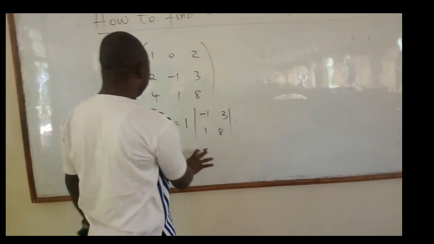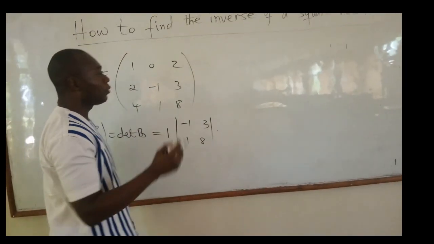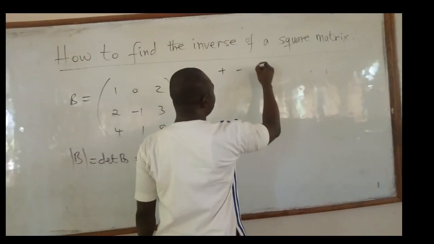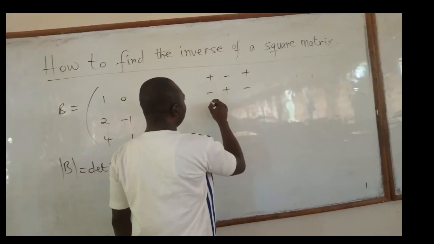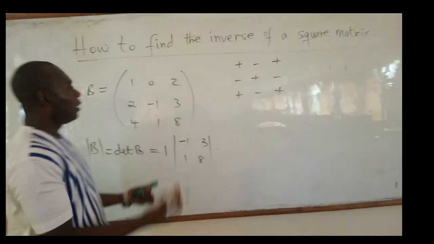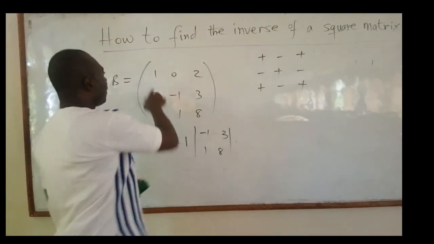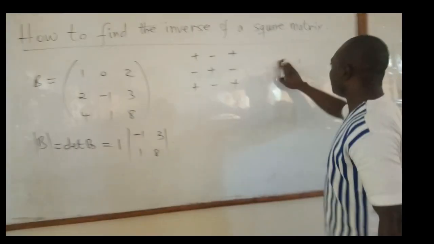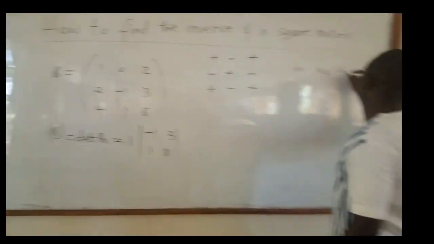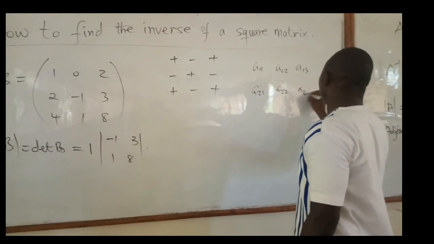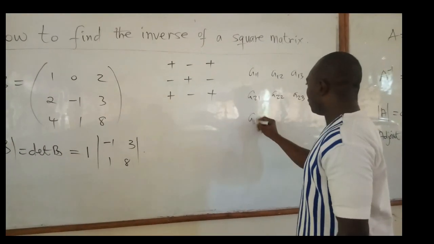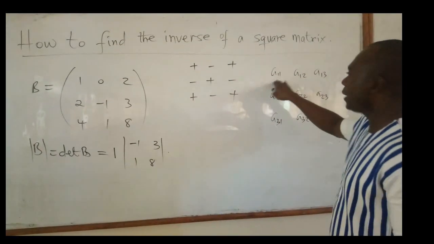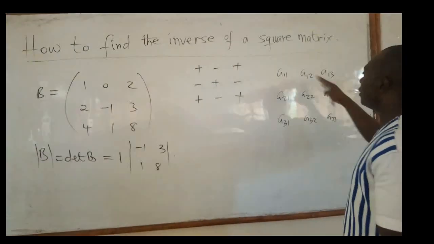Now, every square matrix has what you call alternating signs. These are the alternating signs for a 3 by 3 matrix: plus, minus, plus, minus, plus, minus, plus. Now, how do you obtain these alternating signs? The matrix I've written can also be written this way. These are their positions: A11, A12, A13, A21, A22, A23, A31, A32, A33. The first one corresponds to A11 because it is in the first row and the first column.